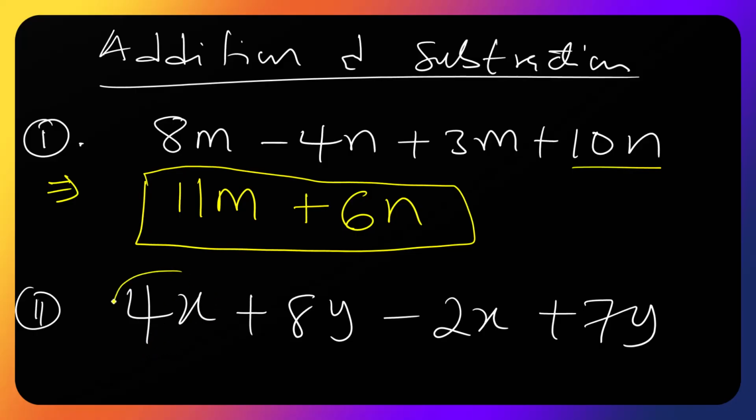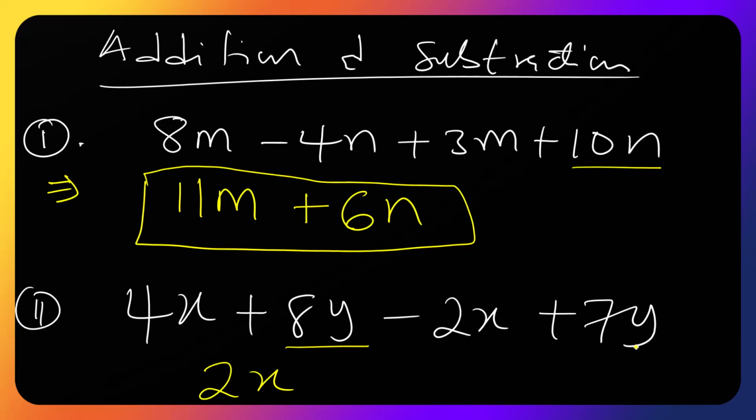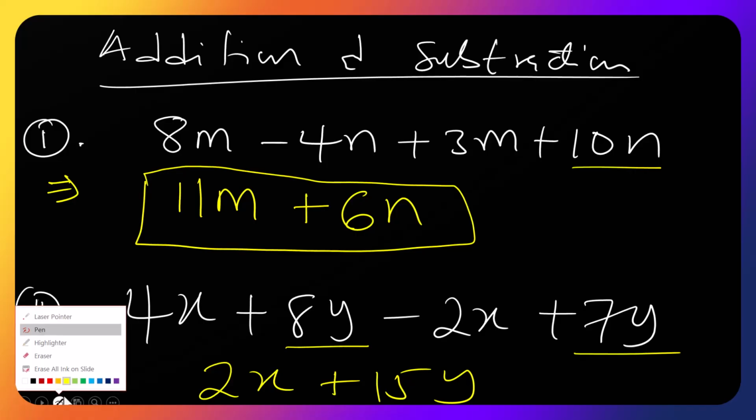So we have x. That will be 4 minus 2, that will be 2x. And we have the y family. 8 plus 7, that will be 15. So plus 15y. 2x plus 15y, because when you put the two numbers together, it gives us a positive number. So you have to write plus 15.